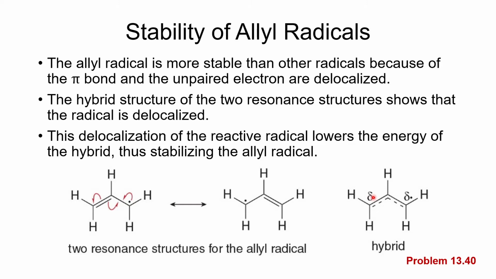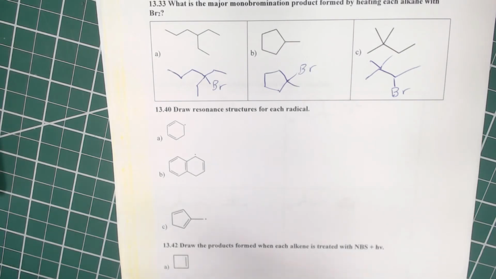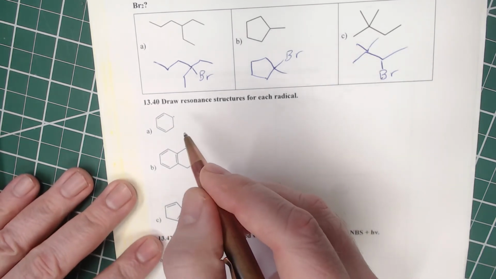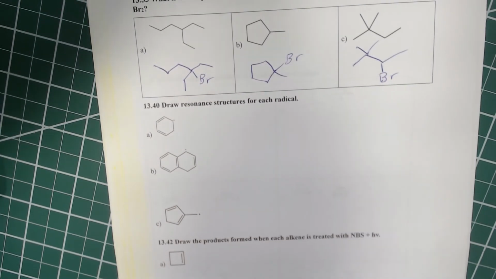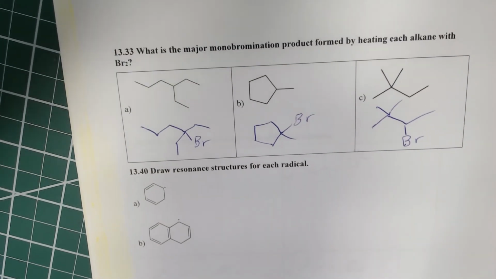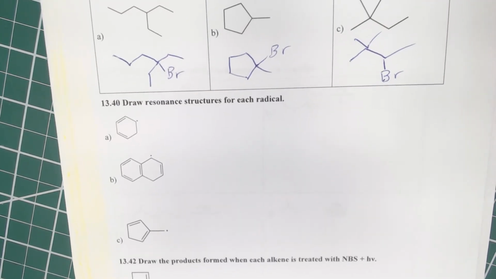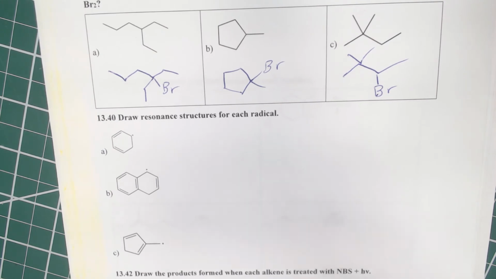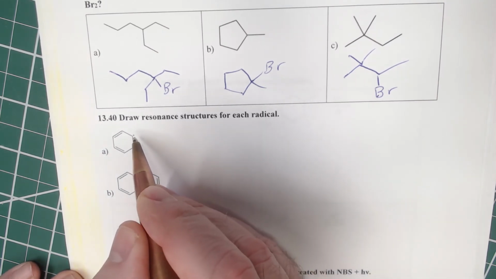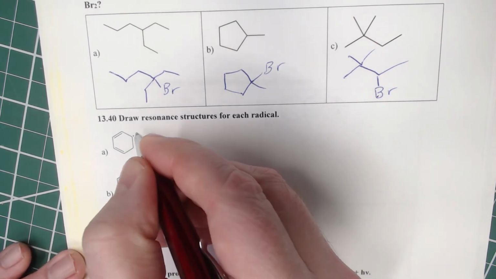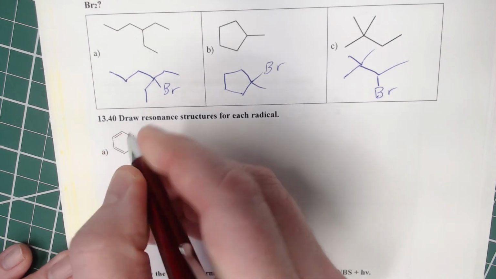Okay, so number 40 is to draw some resonance structures. All right, so here we want to draw resonance structures for each radical, and I'm going to zoom in a little bit. So there we go. We've got a radical, and we want to draw all the possible resonance structures. So we're going to start by clearly delocalizing it around the ring here.